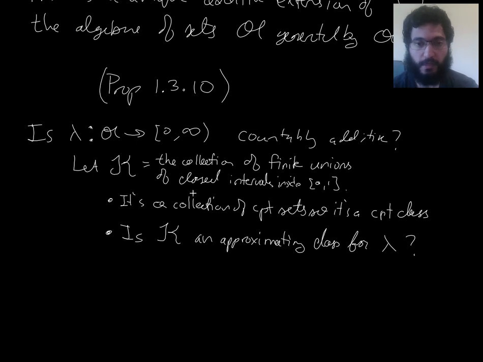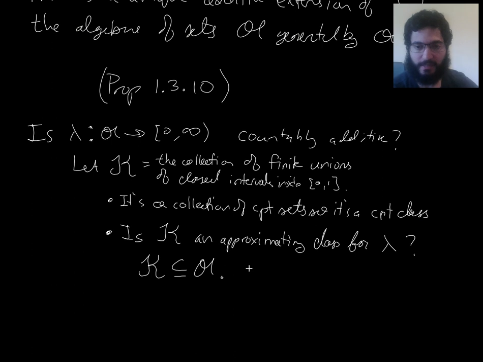And by the way, we are actually in the simpler situation, which is the situation we're usually in, where K is actually a subset of the algebra of sets. Like finite unions of closed intervals are examples of finite unions of intervals, right? This is the collection of finite unions of all intervals. This is finite unions of closed intervals.